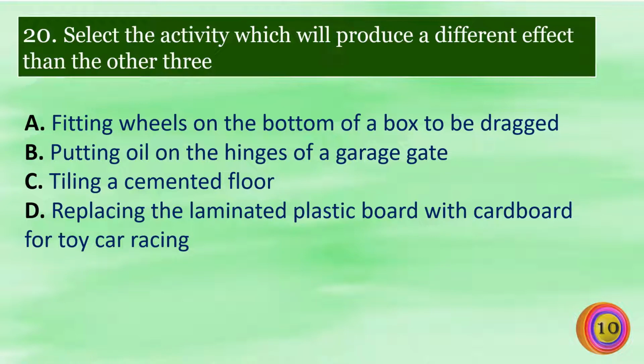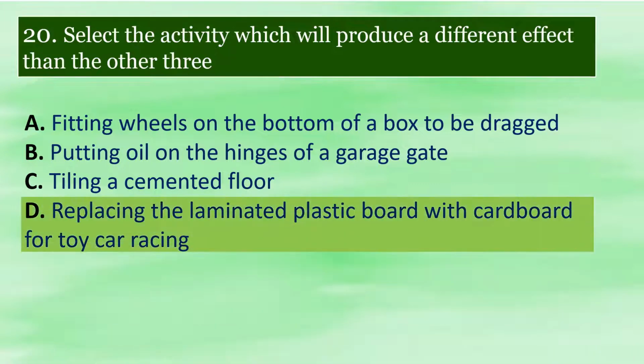Select the activity which will produce a different effect than the other three. The options are option A. Fitting wheels on the bottom of a box to be dragged. Option B. Putting oil on the hinges of a garage gate. Option C. Tiling a cemented floor. Option D. Replacing the laminated plastic board with cardboard for toy car racing.